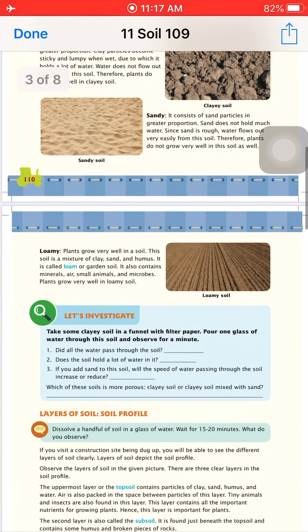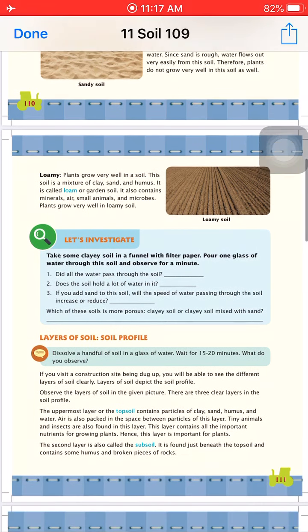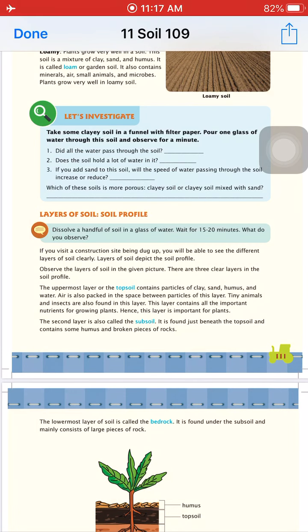Next is loamy soil. Loamy soil, जहाँ पे हम अपने खेत में जो भी soil present है, ठीक है, वो कौन सी है? Loamy soil. Because it can hold a proper amount of water that is required for the plants for proper growth. Okay, and in this there is a mixture of all types of soils: clay, sandy and humus. Okay, and it is also called as a garden soil. In this soil there is a proper amount of presence of minerals, air, small animals, microbes, which are very useful for the plant growth.